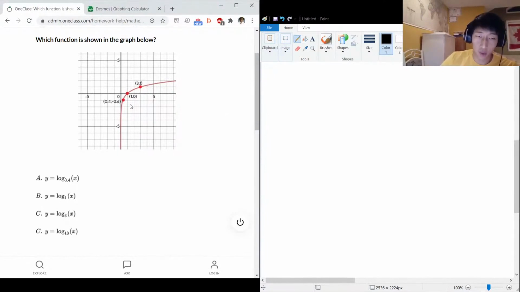Well, let's write down our points of interest. So we have (3, 1). We have (1, 0). And we have 0.4 paired with negative 0.6.